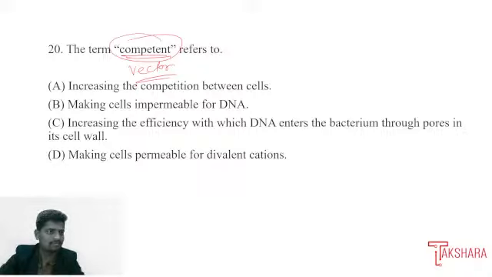specific organ or a specific organism or a cell. It could be a plant cell, or it could be an animal cell. So the word competent refers to being without usage of a vector. The term competent, it is increasing the competition between the cells, is given.